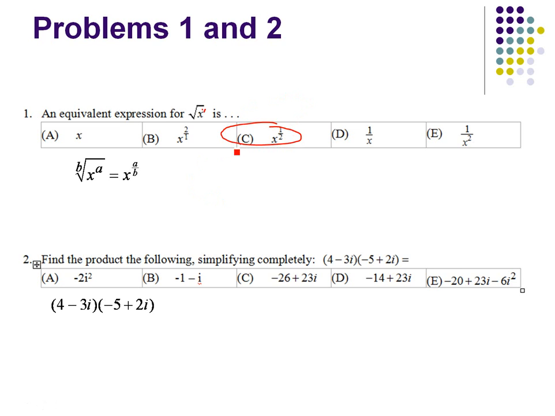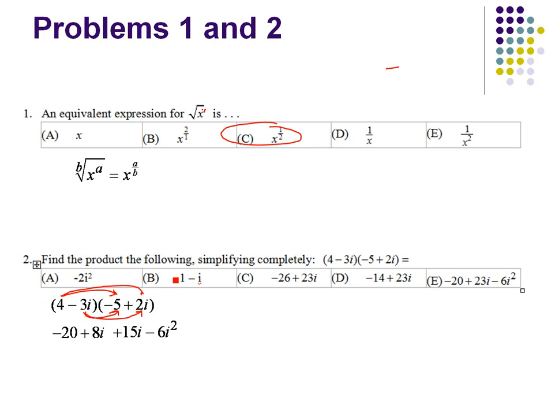Okay, so now for the complex number problem, we need to multiply this out. So we're going to be FOILing it, and when you multiply this out, you just have to go 4 times -5, so we're going to move the 4 across, and then the 4 times 2i. So I got -20 plus 8i, then do -3i times -5, -3i times 2i.